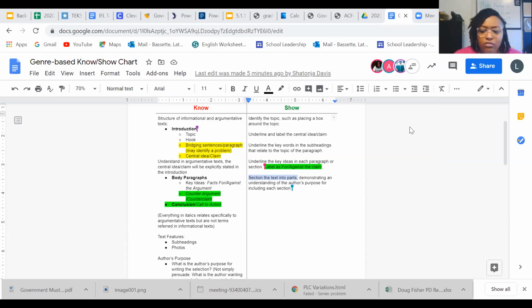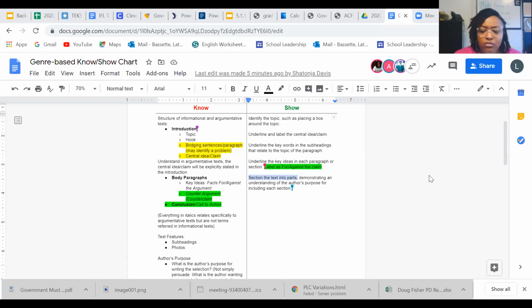Okay, so can you guys please identify your academic vocabulary words? Some of the vocabulary that we have is embedded in the no-show chart. We have a central idea or claim. We also have a counter-argument or counterclaim. Okay. Have you identified any misconceptions?